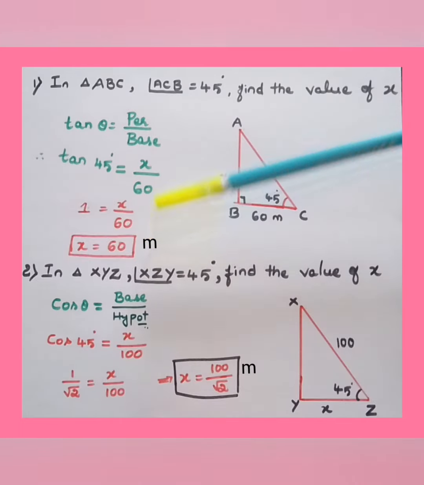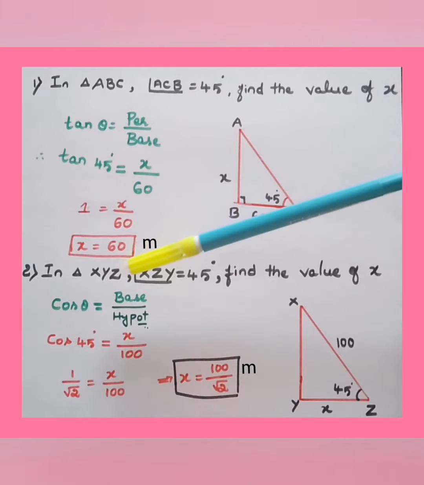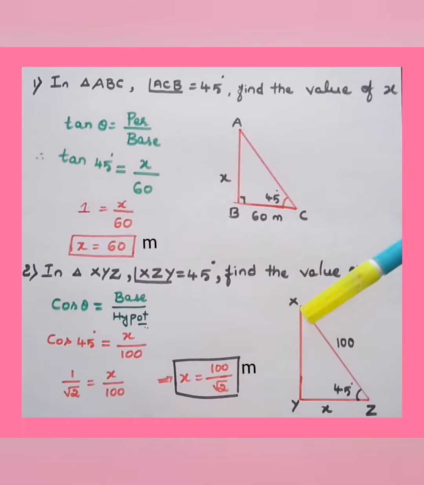So 60 meter is the answer. Okay, let's move to the next one. In triangle XYZ, the triangle is given. Angle XZY is equal to 45 degree. Again, find the value of x. Same type of problem, but with different sides the measurements are given.